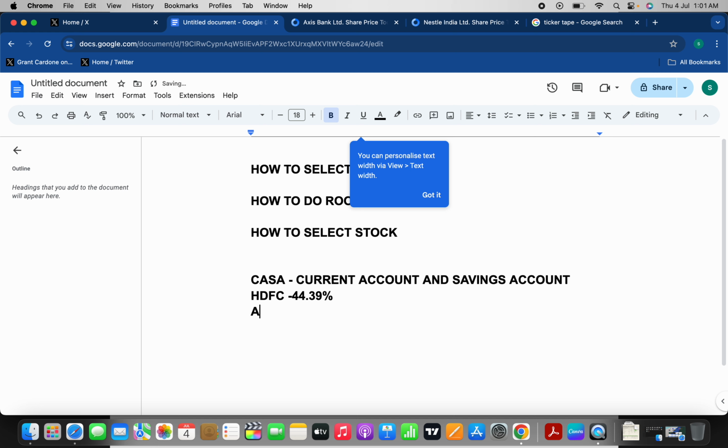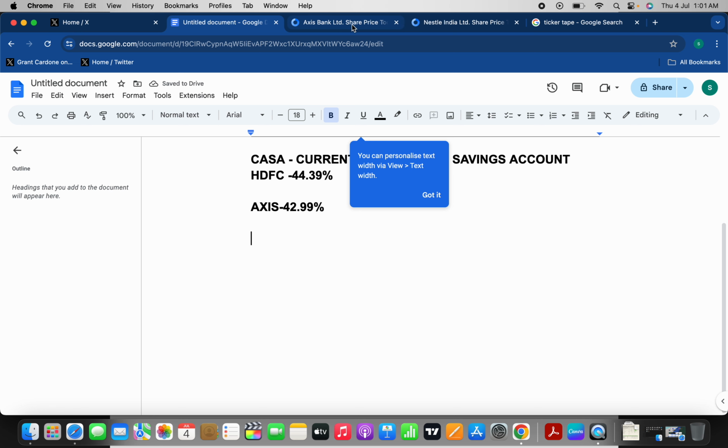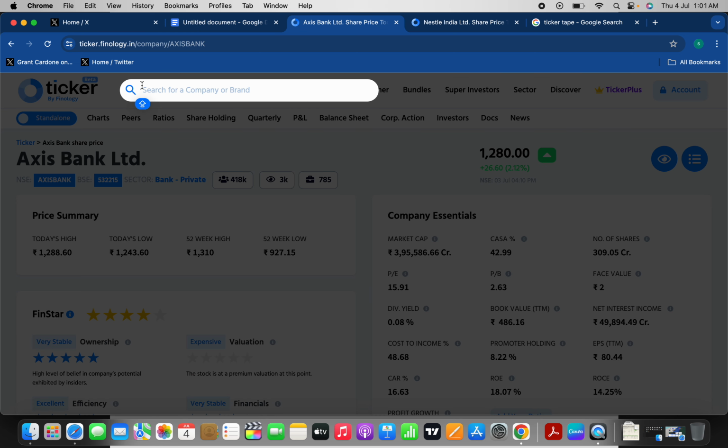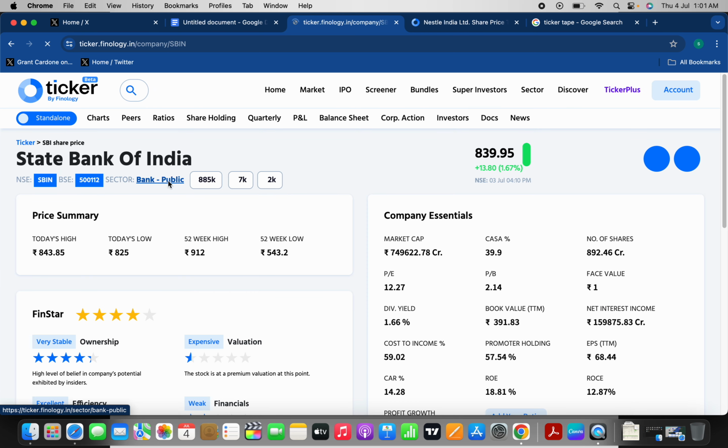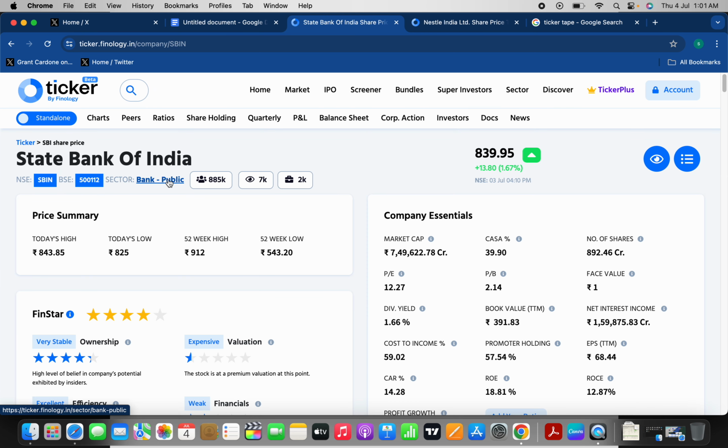OK, if you see Axis, it has 42 point... What is the valuation? 42.99%. Axis Bank का percentage, right? I'll just give a gap so it becomes easier for you to understand. Now see, after Axis Bank, we have a famous bank in India, something called the SBI Bank, State Bank of India. सबके पास, सबने सुना है इस बैंक के बारे में.